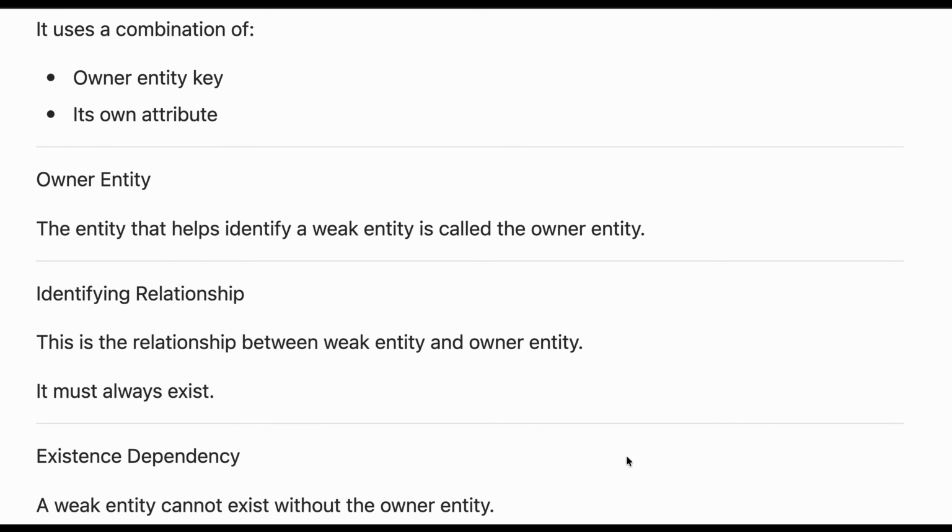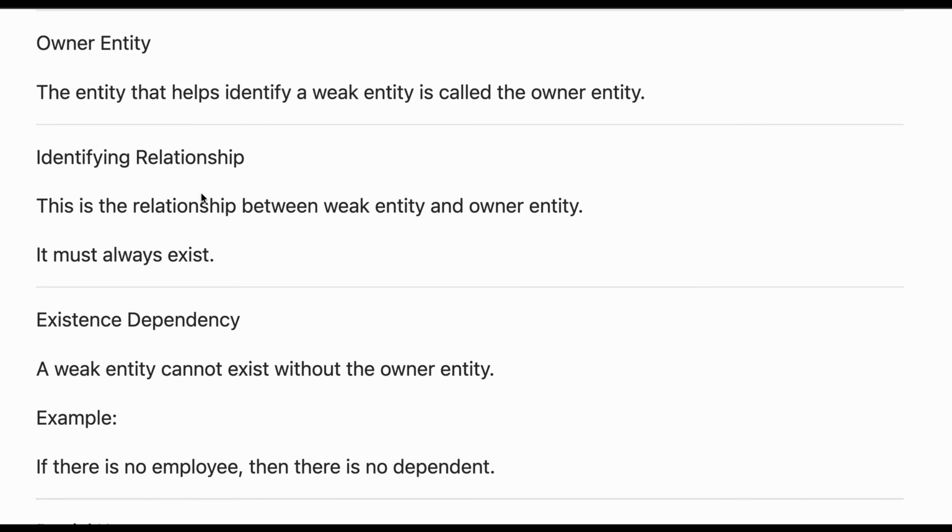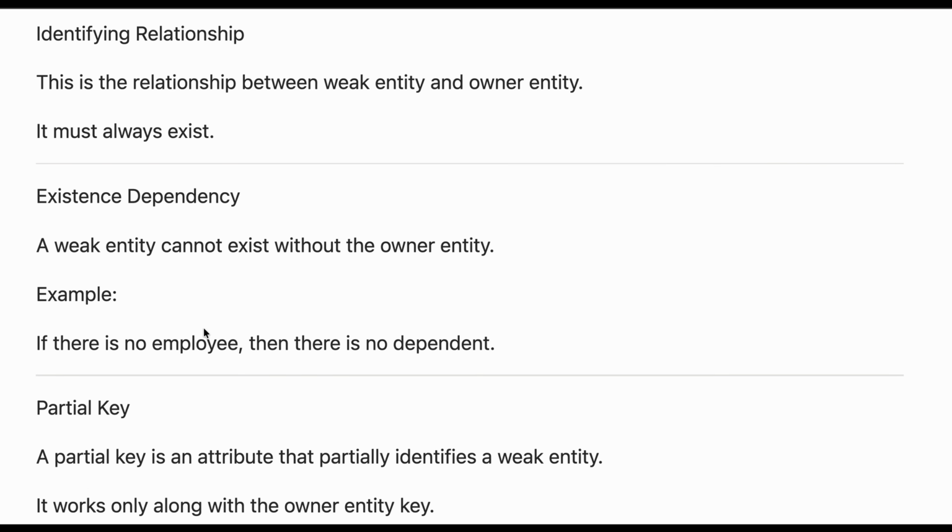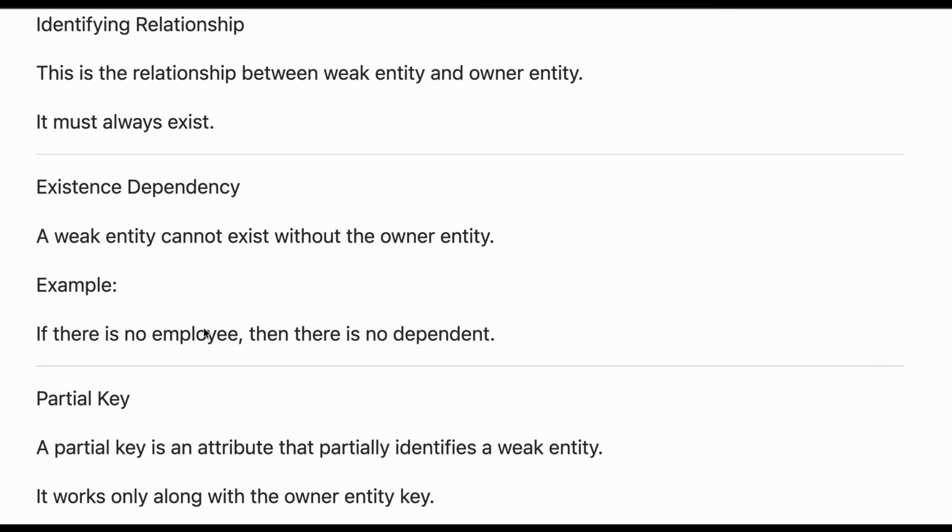So these all are the relationships. This is the owner entity, then the identifying relationship. It must always exist. Without the owner entity, it doesn't exist. Then the existence dependency. Here we are taking an example: a dependent cannot exist without an employee.